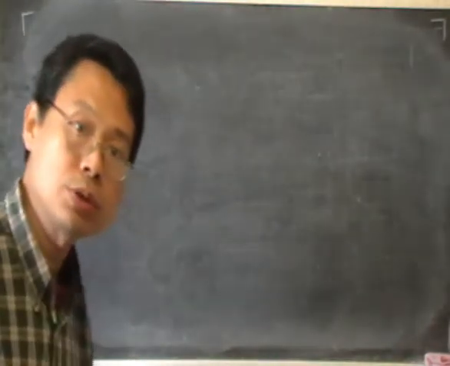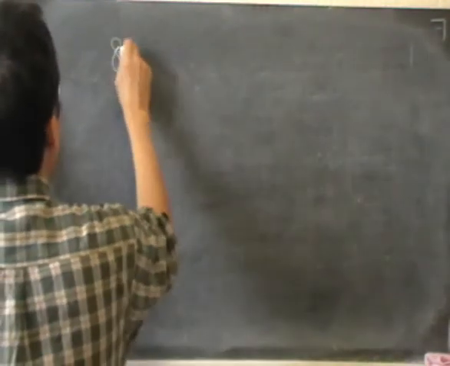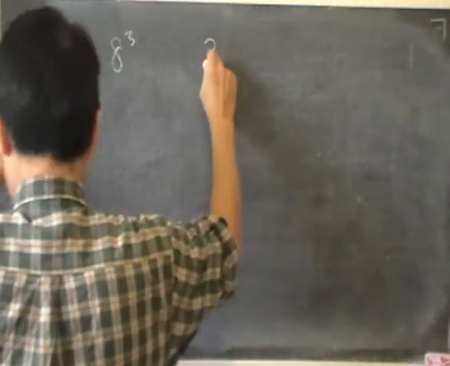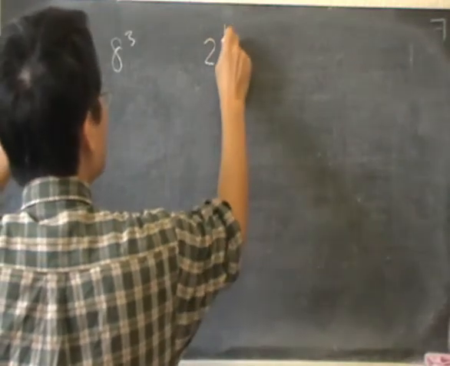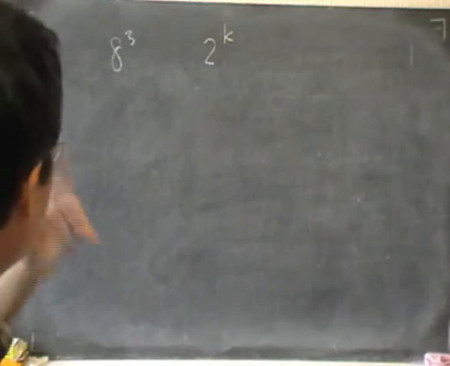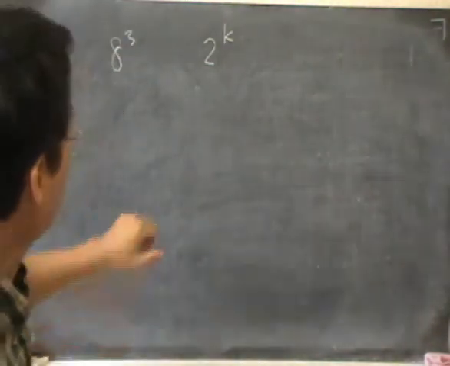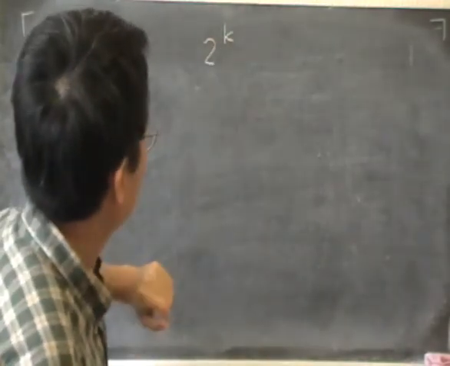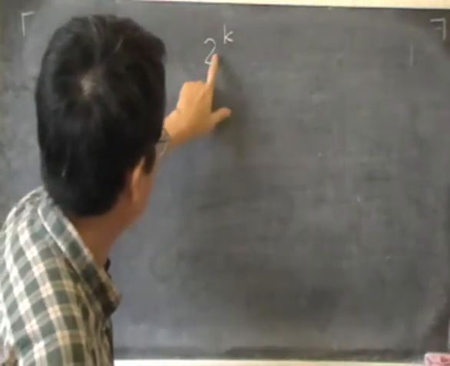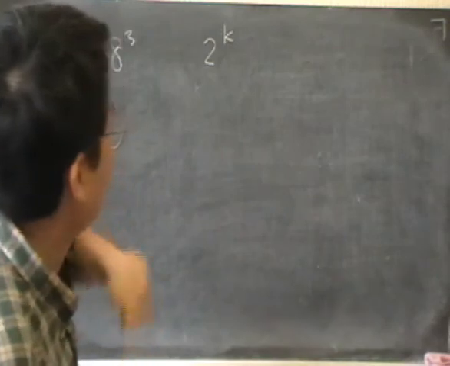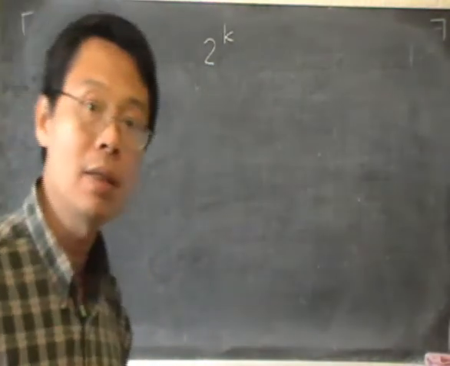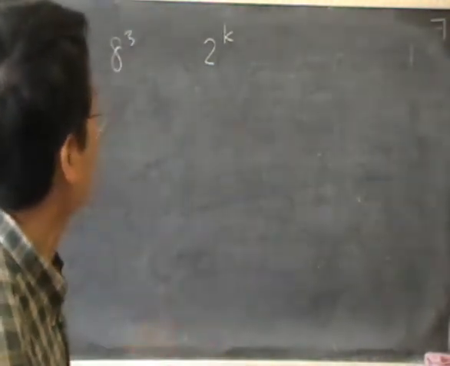We will continue with some more questions on numbers. Now in this question, we are given this number 8 cubed. So we are given also this expression 2 to the power of k. Now we are told that k is a number, it's an unknown number.